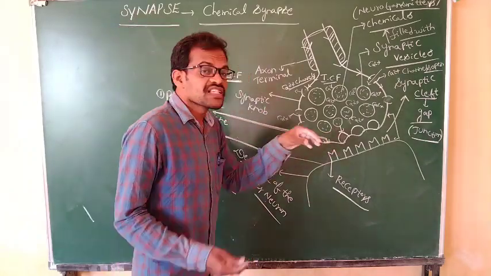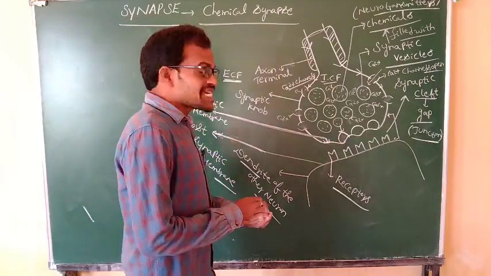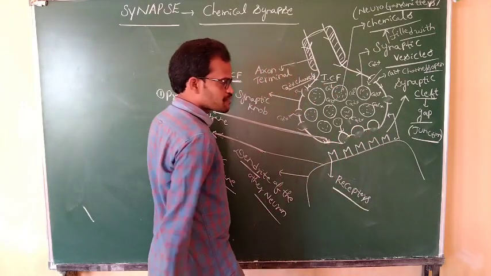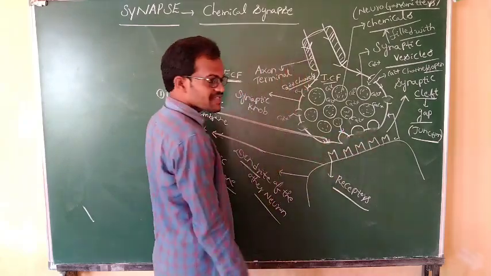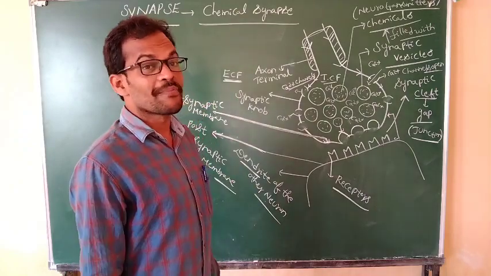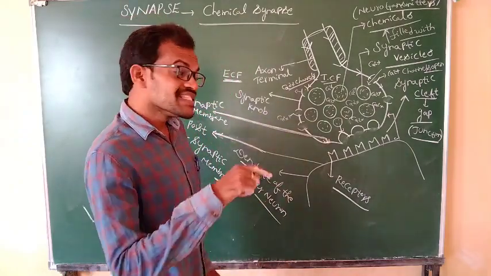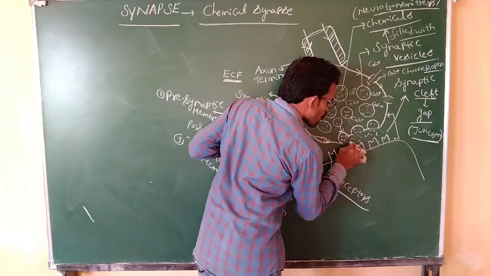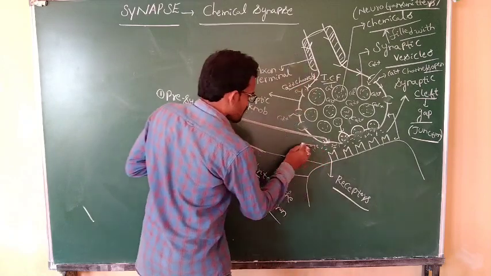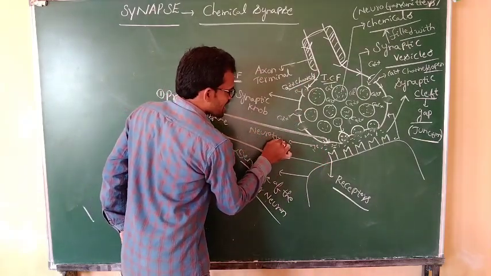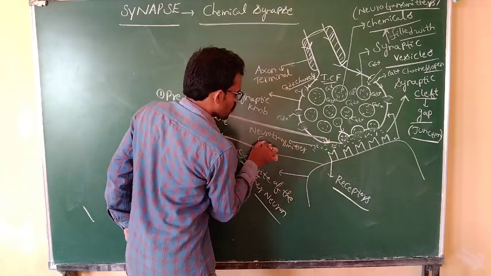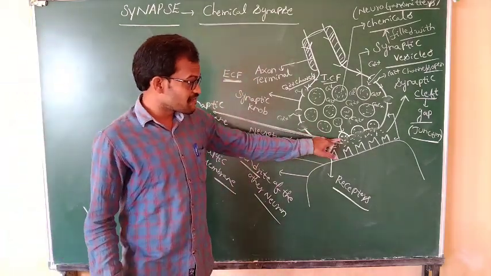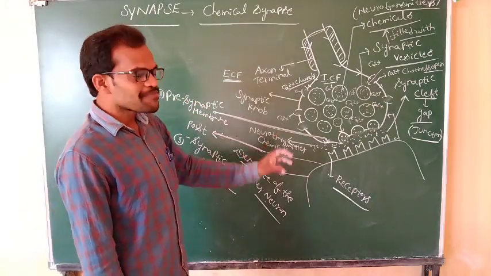Whenever these synaptic vesicles are fused into the presynaptic membrane, they will rupture. Whenever the synaptic vesicles are ruptured, they release the neurotransmitter chemicals. These synaptic vesicles fuse into the presynaptic membrane and are ruptured.